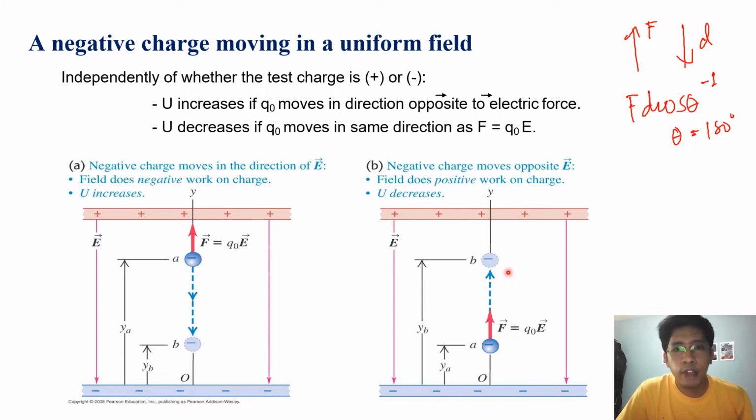And independently of whether the test charge is positive or negative, U increases if Q naught moves in the direction opposite to the electric force, and U decreases if Q naught moves in the same direction as your force, which is equal to your Q naught E. Again, your electric potential energy increases if Q naught moves opposite to the electric force, and U decreases if Q naught moves in the same direction as your electric force, which is equal to Q naught E.